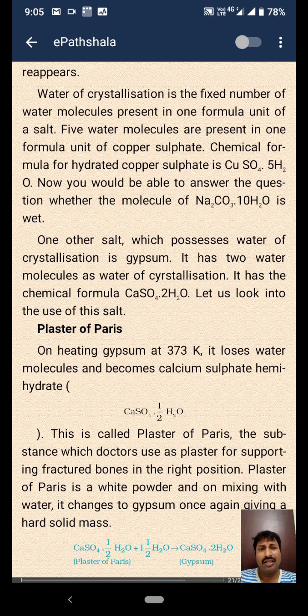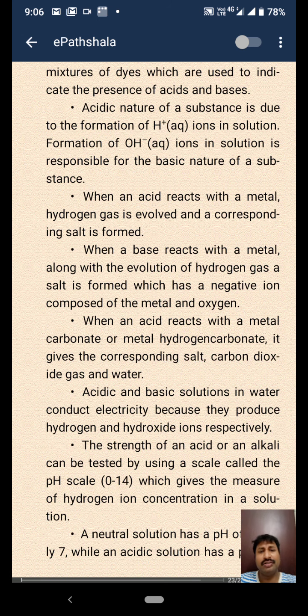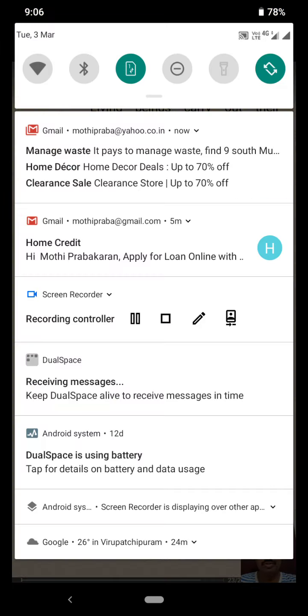And how the water of crystallization, you can see in the second para, how gypsum is formed. Calcium sulfate dihydrate is formed. That is gypsum. And what is plaster of Paris? Calcium sulfate hemihydrate, that is half H2O. That's a very important question asked in the examination. Calcium sulfate hemihydrate, that is plaster of Paris, when added with water, gives out calcium sulfate and two water molecules. These are the important questions. Neutralization, these are the important questions you have to go through.